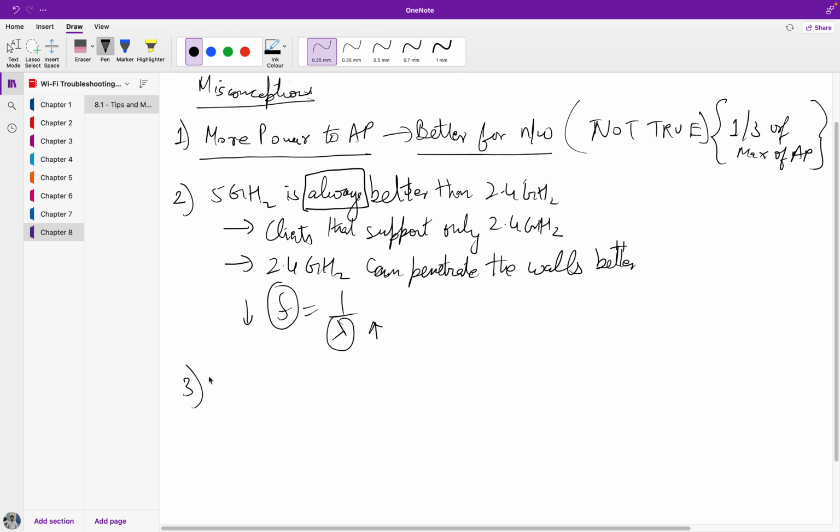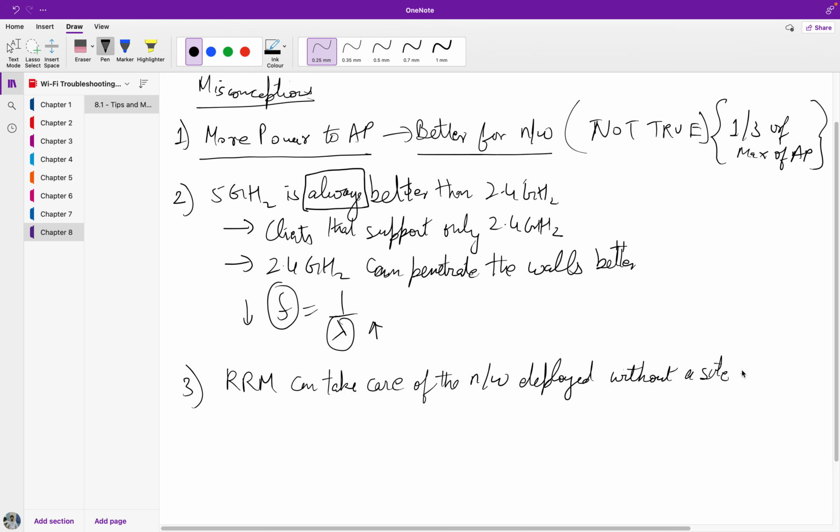Now, another misconception is a lot of vendors really brag about their radio resource management, right? That is RRM, and how radio resource management is a super tool that they have, and that's all true. It's a great tool to have. However, the misconception is that RRM can take care of the network which is deployed without a site survey done. Okay, this is absolutely false.